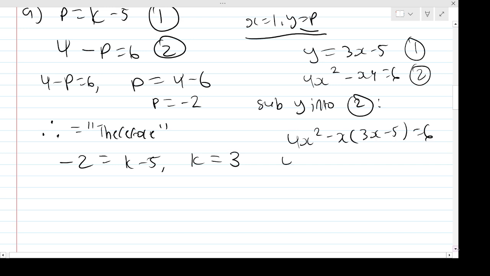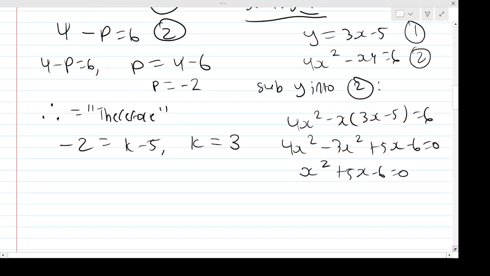Then I can expand this, so 4x squared minus 3x squared plus 5x minus 6 equals 0. I move the 6 to get an equation equal to 0, that I can solve. Then I can collect the terms. So 4x squared minus 3x squared is positive x squared, plus 5x minus 6 equals 0.